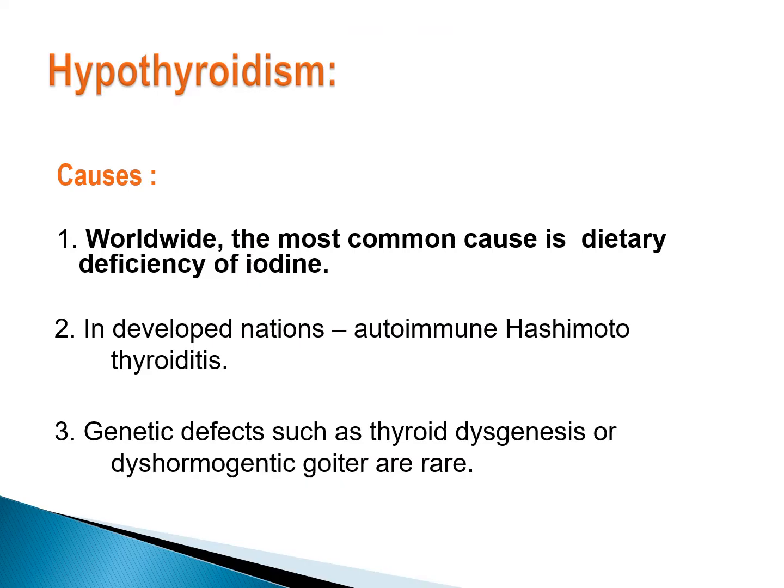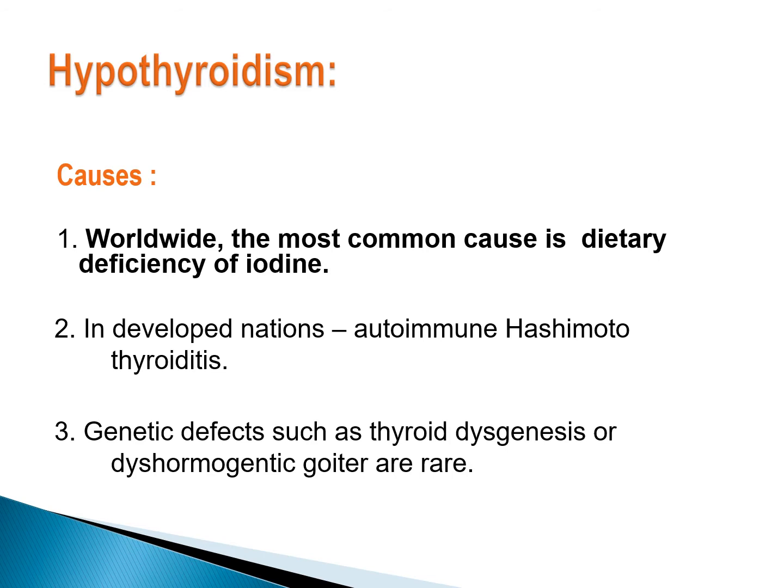Now the other disease of the thyroid gland is called hypothyroidism. Hypo means the thyroid hormones are low, a decreased concentration of thyroid hormones in the blood. The causes are variable, but worldwide the most common cause is deficiency of iodine. Iodine is needed in thyroid hormone synthesis. Deficiency of iodine, whether due to malabsorption of iodine or to nutritional deficiency, will lead to hypothyroidism.